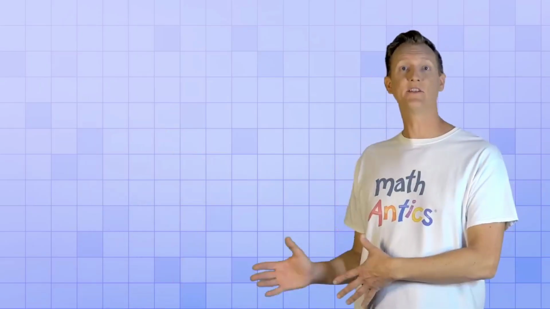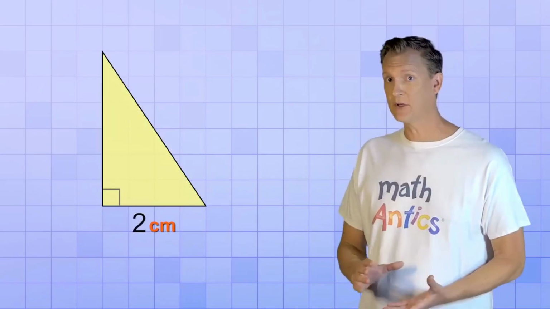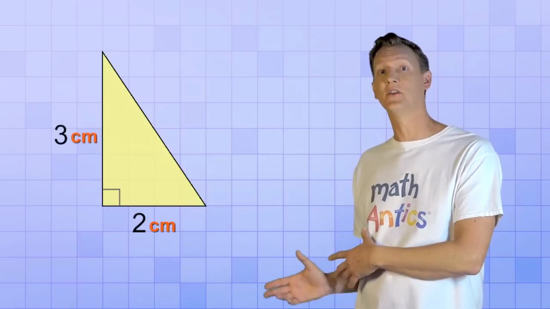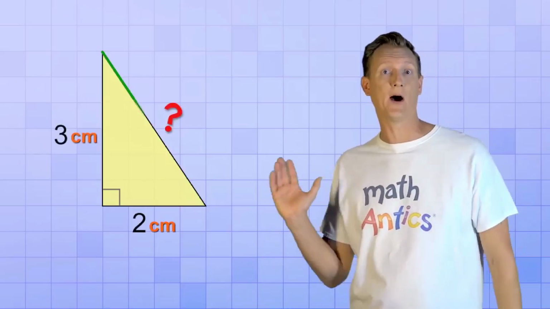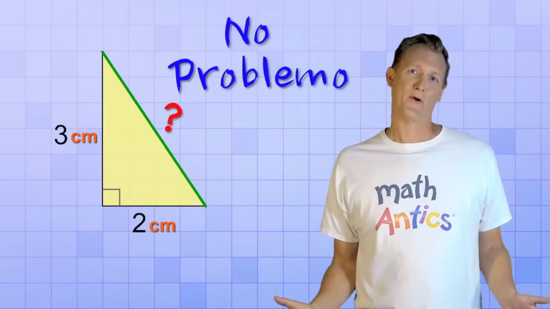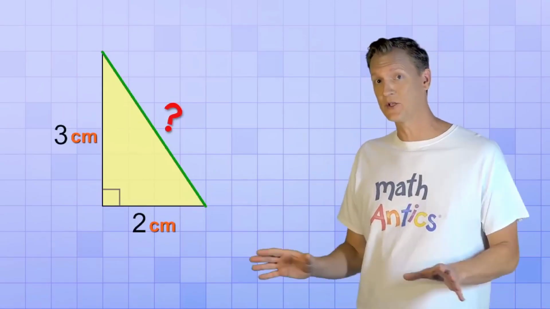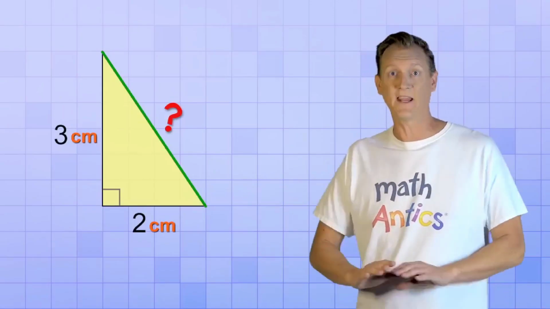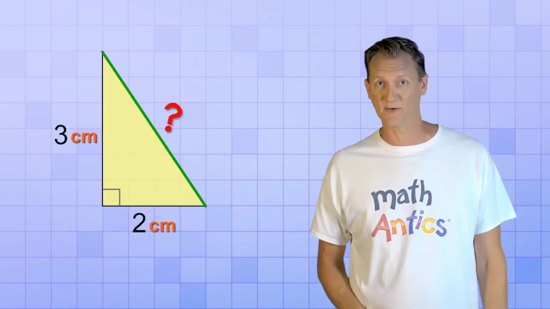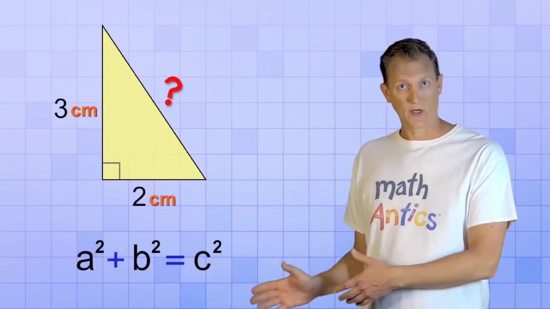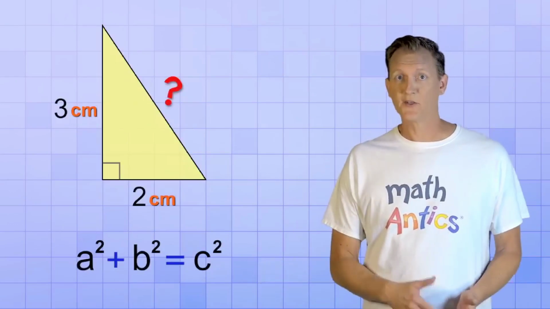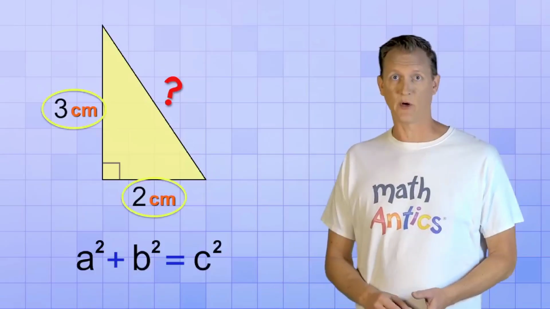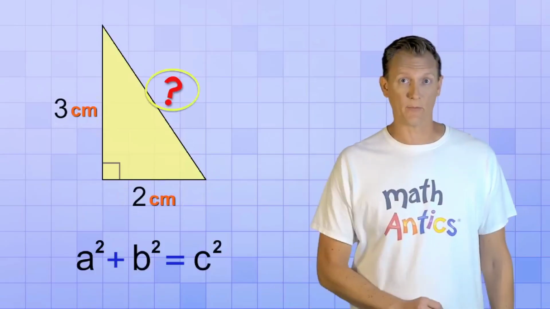For example, imagine that you have a right triangle that's 2 centimeters long on this side and 3 centimeters long on this side, but we don't know how long the hypotenuse is. No problemo. The Pythagorean theorem tells us the relationship between all three sides of any right triangle, so we can figure it out. We know that a squared plus b squared equals c squared, so let's plug in what we do know into that equation and then solve it for what we don't know.